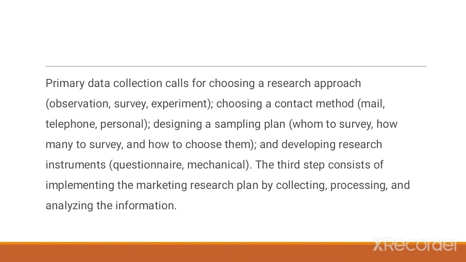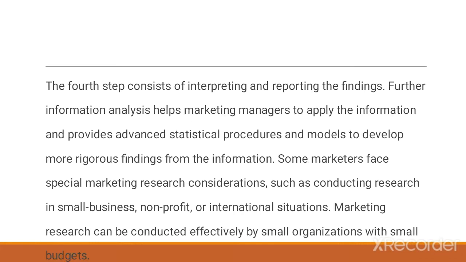Primary data collection calls for choosing a research approach: observation, survey, experiment; choosing a contact method: mail, telephone, personal; designing a sampling plan: whom to survey, how many to survey, and how to choose them; and developing a research instrument: questionnaire, mechanical. The third step consists of implementing the marketing research plan by collecting, processing, and analyzing the information. The fourth step consists of interpreting and reporting the findings.